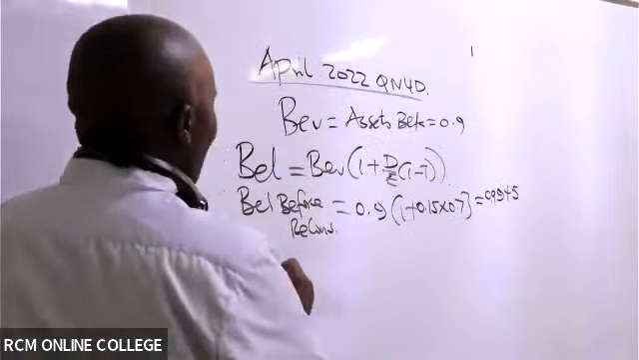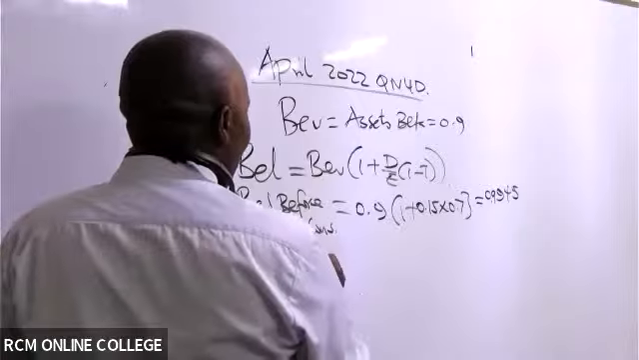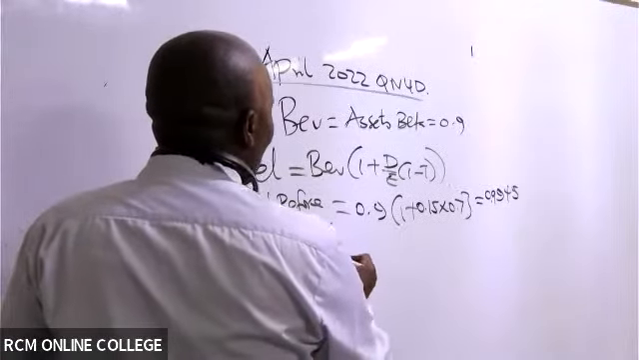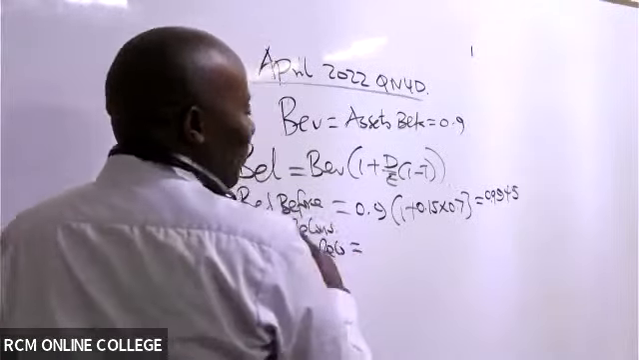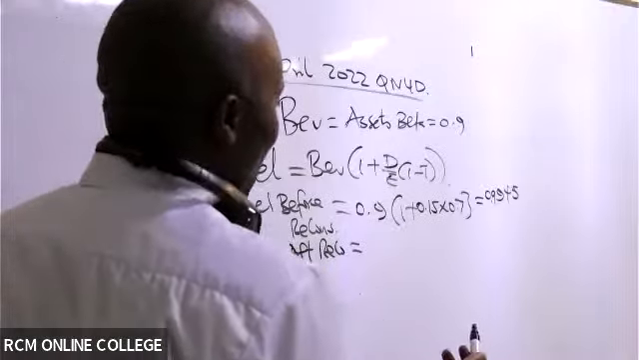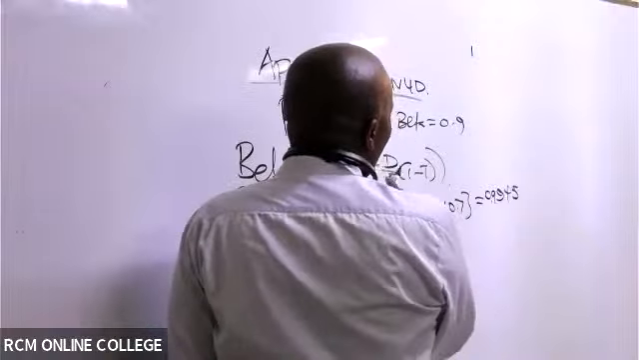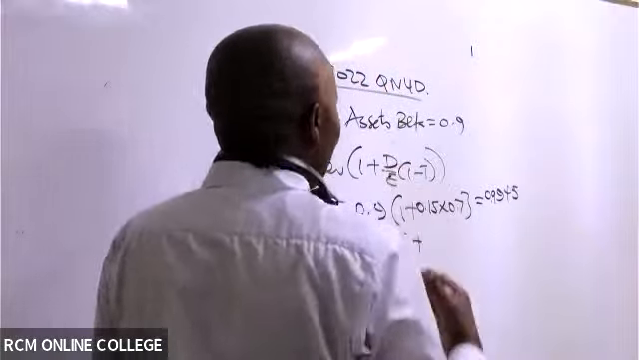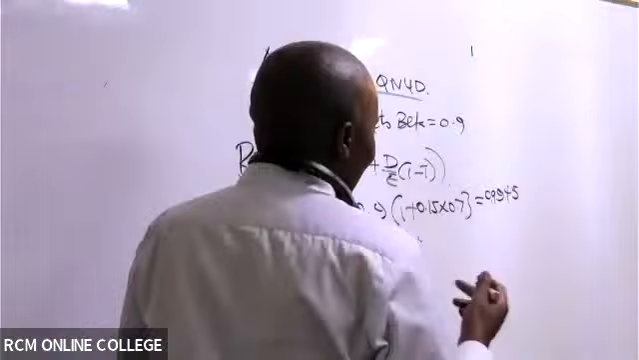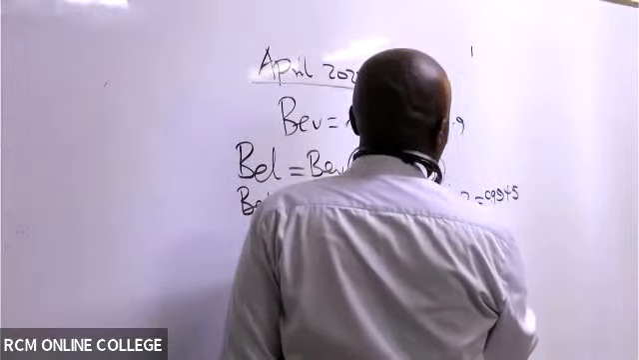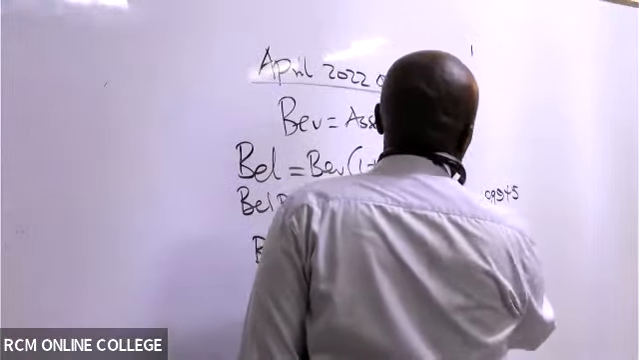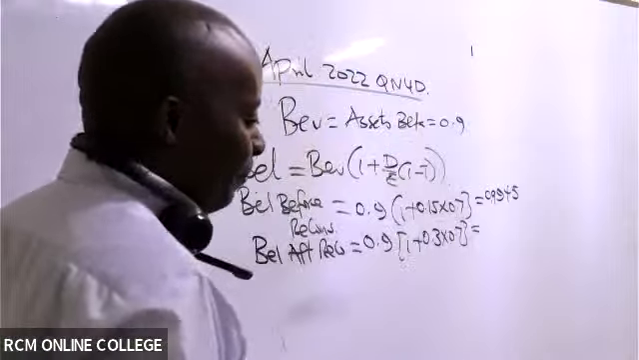Then we have BEL after reconstruction. You see, BEU will be the same always. So then that will be 0.9 into 1 plus the debt to equity after, 0.3, times the 1 minus T thing, isn't it? So then this one here gave you what figure?